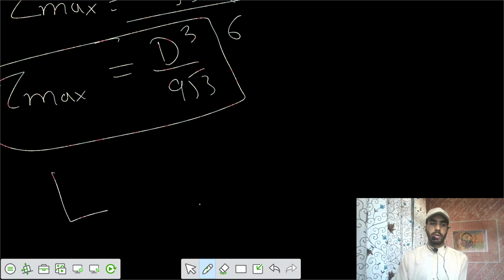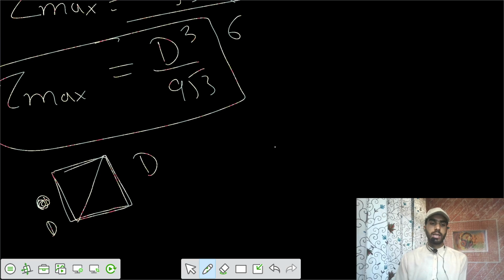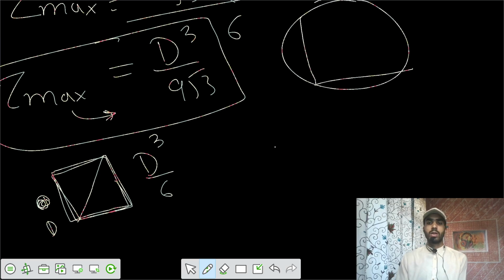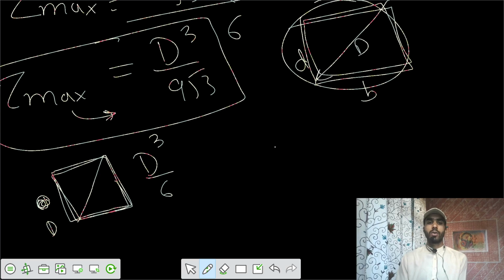So if it was a square section, such that the diameter of the circle is D, let's say the diagonal of the square was D, we could have a value of D cubed by 6. And in this case, when we cut from the circular wooden log a beam of b and d, we got a value of Z max, in terms of diameter D, equal to D cubed by 9 root 3.